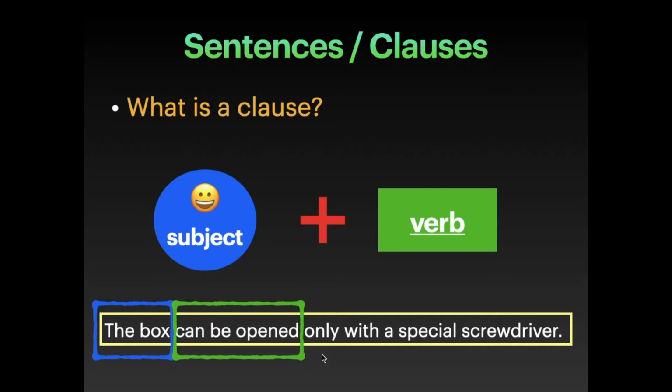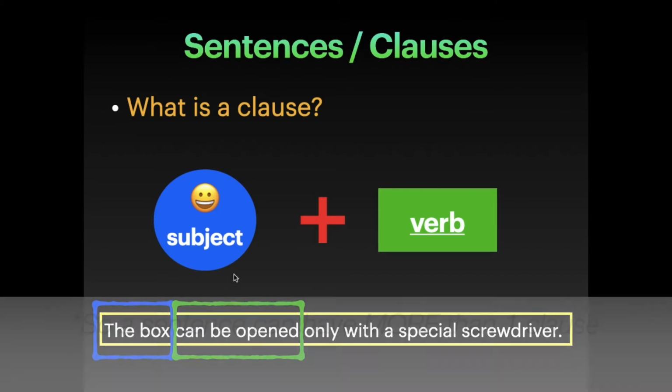We don't have any other subject or any other verb, right? So this, the yellow box, is one sentence, but it's a sentence with only one clause, only one subject and one verb. This is the most simple sentence type.